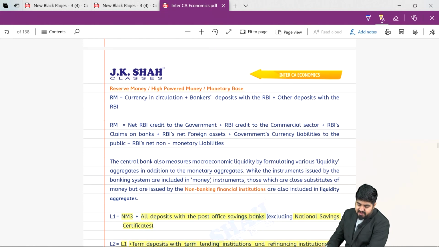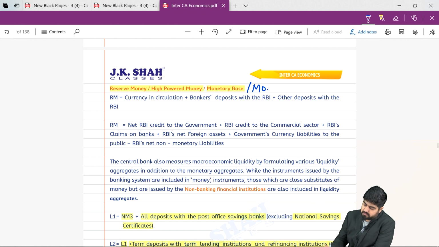Now, RM is nothing but reserve money, also called high powered money, also called monetary base, or also called M0. Now what is RM? Currency in circulation, whatever money is there, so high powered money will be that. Bankers' deposit with the RBI plus other deposits with the RBI. These three things, students, will be taken care of.